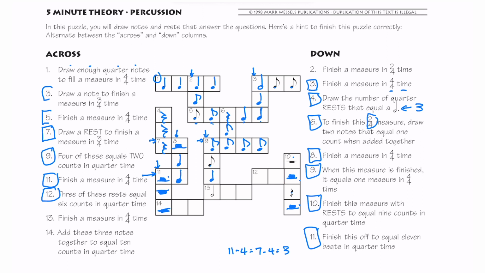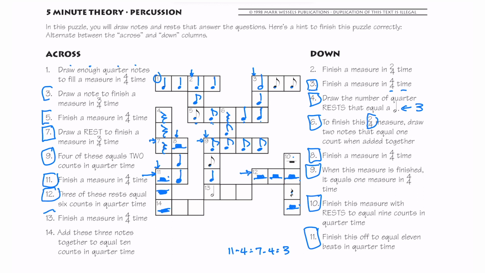Number 12 across. So I'm here. All right. 3 of these rests equal 6 counts in quarter time. So I need all 3 to be the same. So 6 divided by 3 equals 2. So I need 3 half rests.